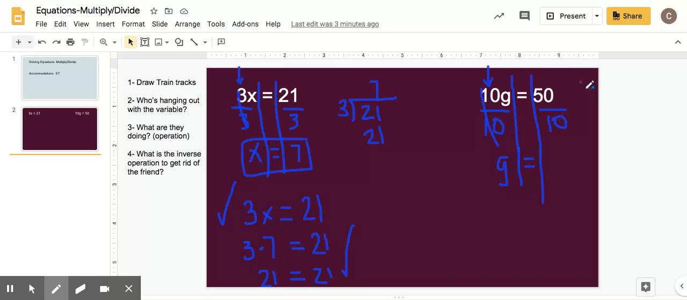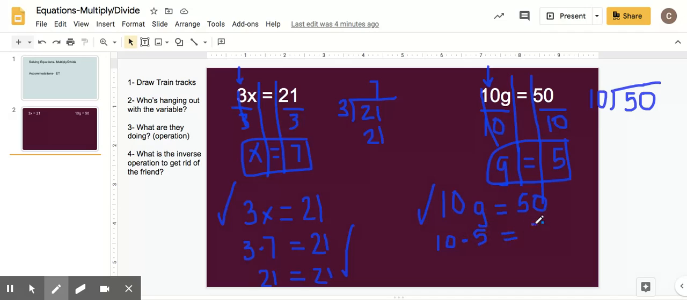And how many times does 10 go into 50? It would be 5 times. So our answer for G is that it equals 5. Plugging it back in to check our work. Instead of G, we're going to write the 5. So we're going to have 10 times 5 should equal 50. And we know that 10 times 5 is 50, and so our answer is correct.